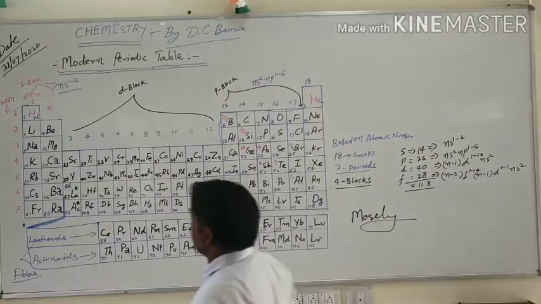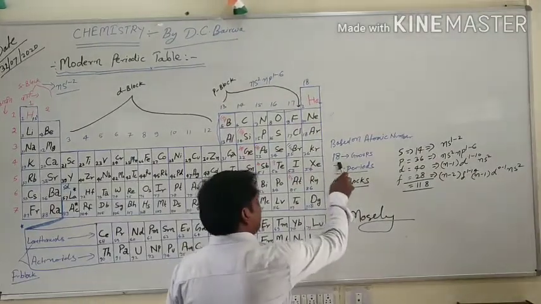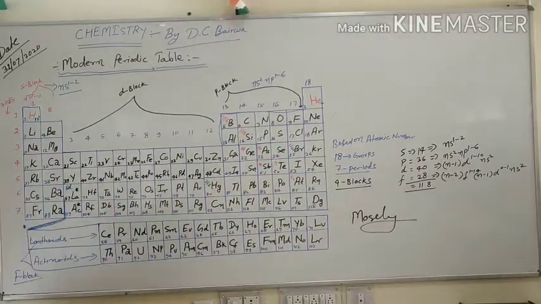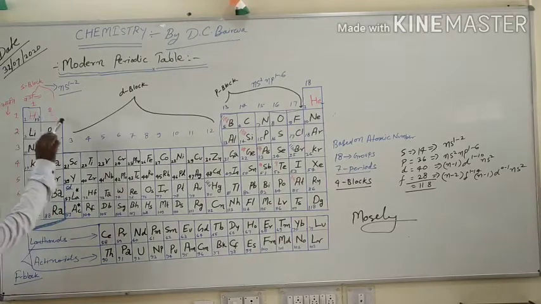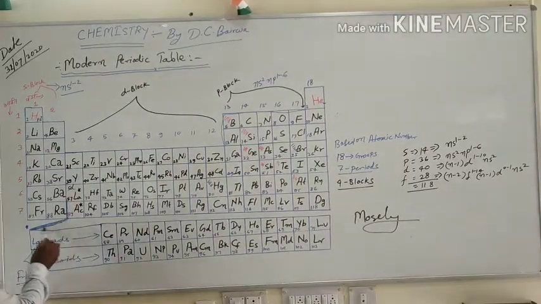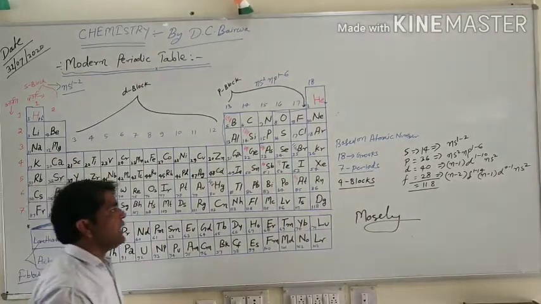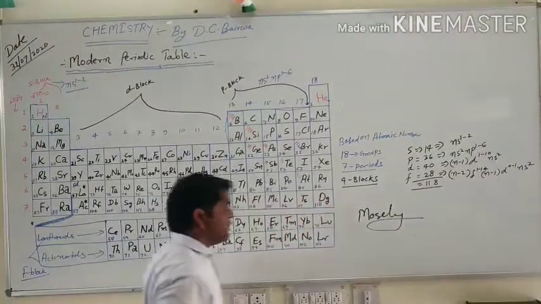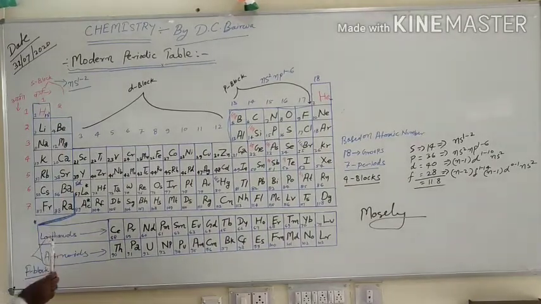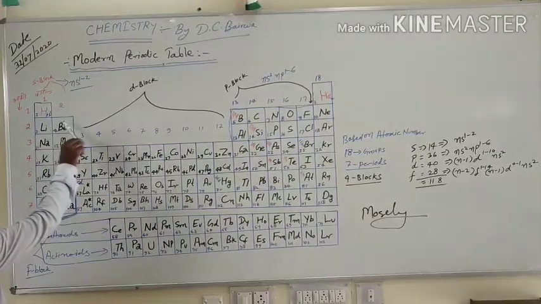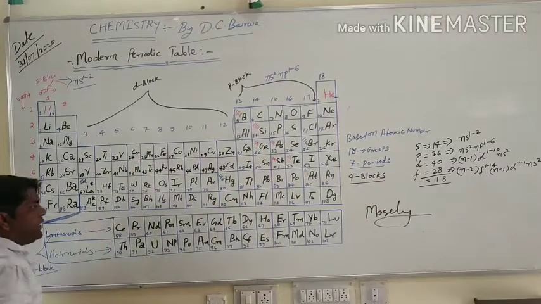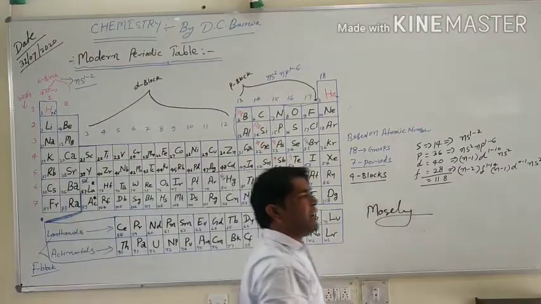In this periodic table, 18 groups are present and 7 periods are present. This periodic table is divided into 4 blocks: S block, P block, D block and F block. In S block, total 14 elements are present. In this block, from H to Fr are the first group, and from He to Ra, total 14 elements are present.